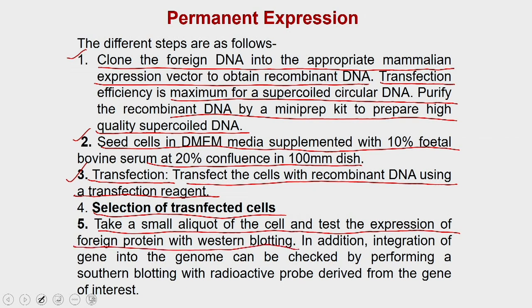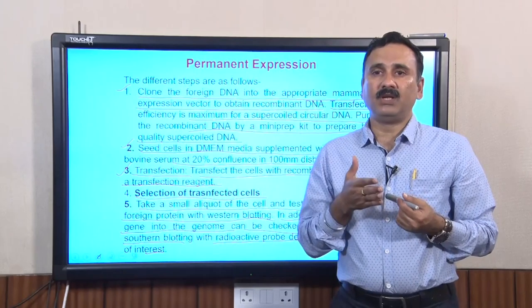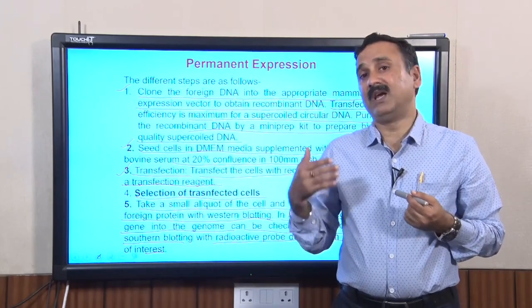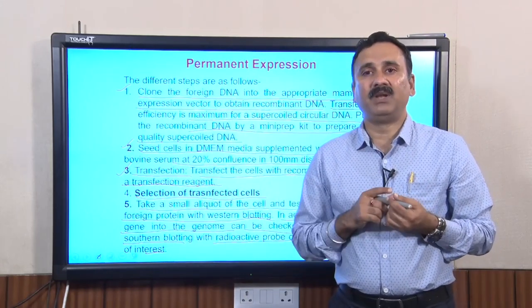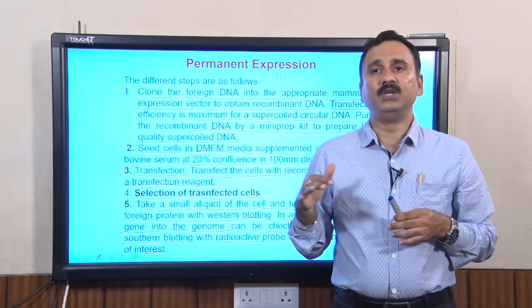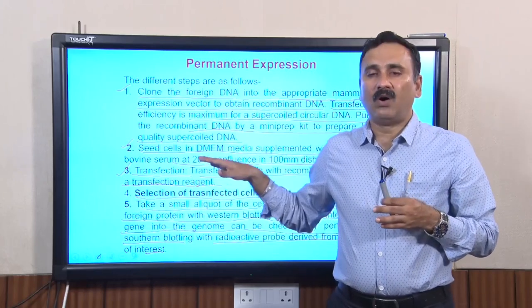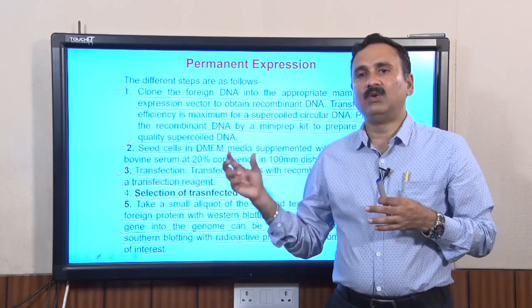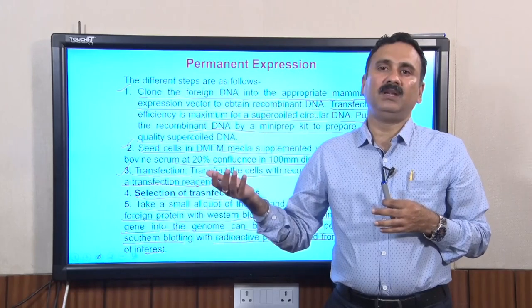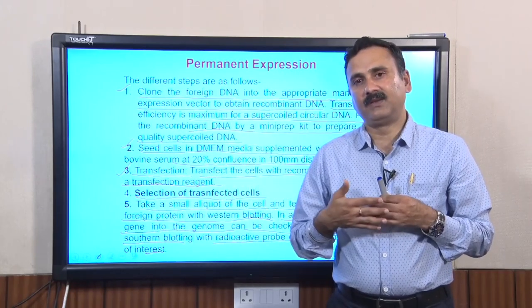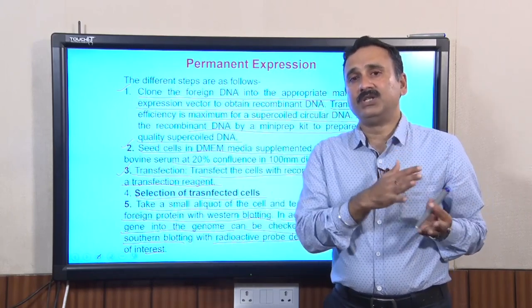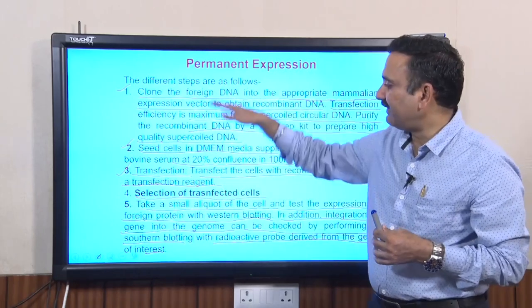In addition, since we are looking for permanent expression, you also have to see that the gene is getting integrated into the genome. That you can check simply by performing a Southern blotting with a radioactive probe derived from the gene of interest. If you remember, we have discussed in the past how to prepare radioactive probes, while we were discussing screening of the genomic library as well as the cDNA library. A similar approach you can use to prepare the radioactive probe of the sequence from the foreign gene, and then use it in standard Southern blotting techniques to detect the genome. And if it gives you the signal, that will indicate that your gene of interest is being integrated into the genome. So these are the 5 steps you are supposed to do.